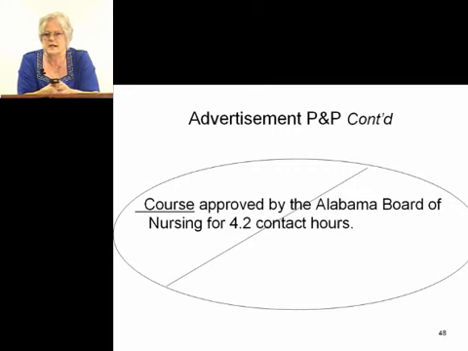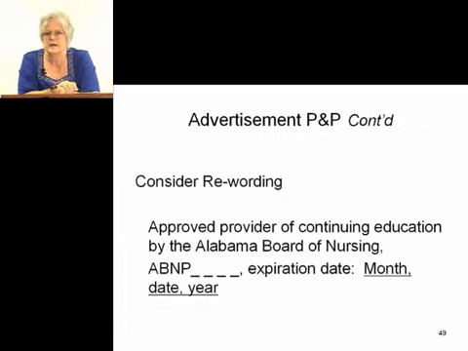As we talked earlier, the ABN does not approve courses, and this was one that was found in one of the advertisements. The course was approved by the Alabama Board of Nursing for 4.2 contact hours. That is incorrect. A way to reword that and make it appropriate would be: approved provider of continuing education by the Alabama Board of Nursing, ABNP, with the 4 digits, expiration date with the month, the date, and the year. This is very important to have on all your documentation, including when you communicate with the board.